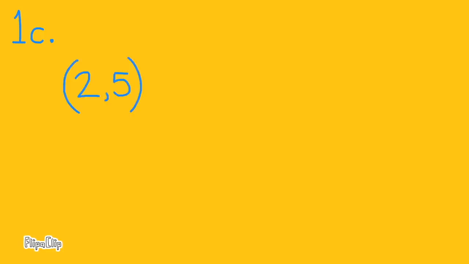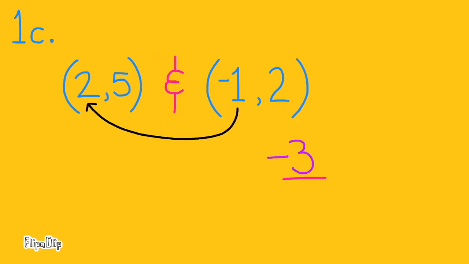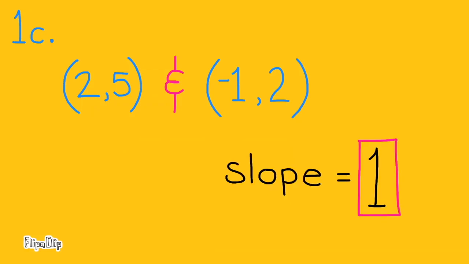Again, we can find the slope without drawing a graph. Find the difference of the y-coordinates. 2 minus 5, that's negative 3, over negative 1 minus 2. Negative 1 minus 2 is negative 3. And negative 3 divided by negative 3 is a positive 1. So the slope would be positive 1.